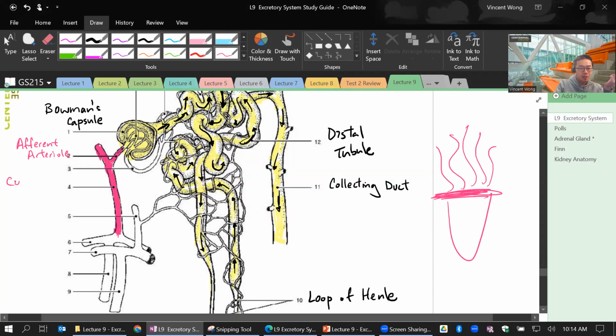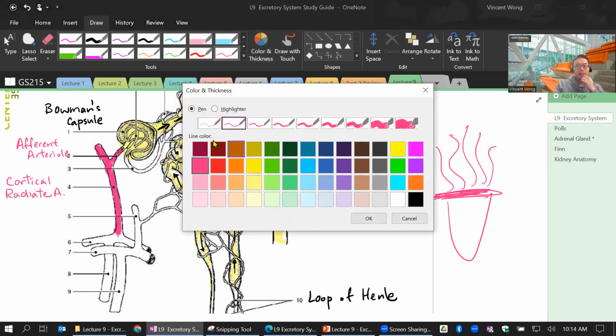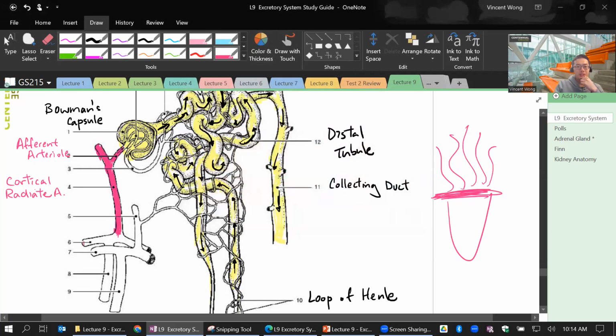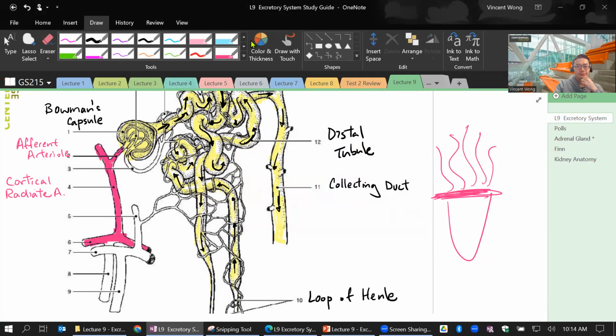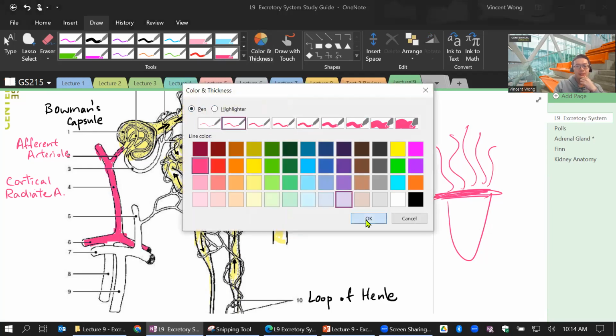I'm just going to write the whole name: cortical radial artery. I'm just going to put A, because I can't fit everything in there. What about number 6 here? The arcuate artery. Good, very good.